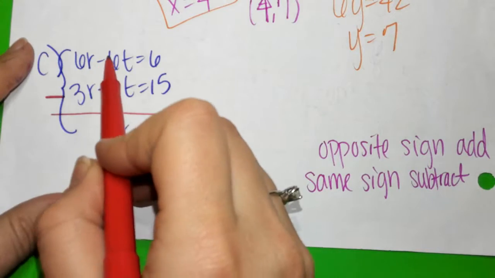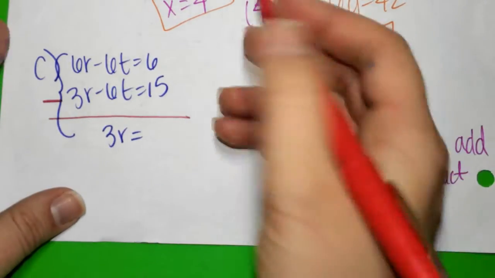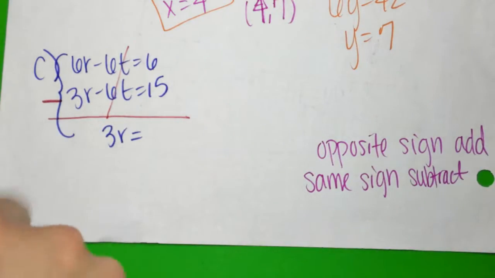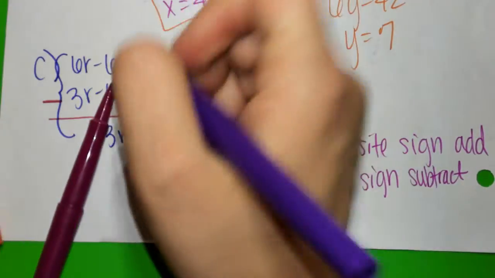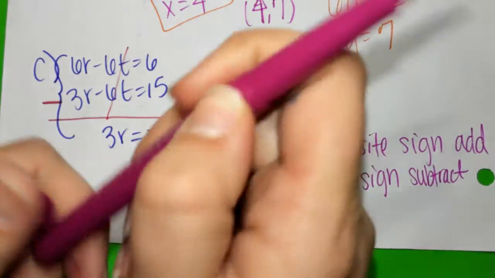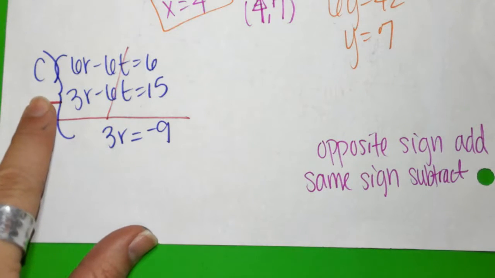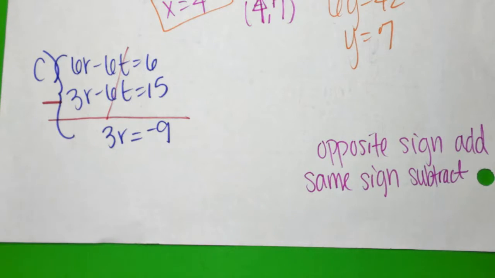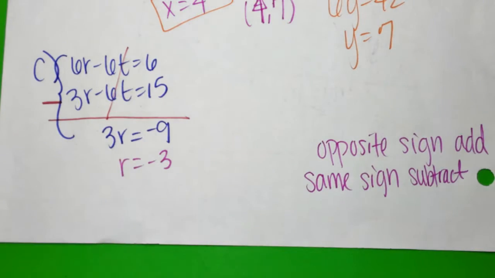Now, negative 6 minus a negative 6 does what? It's 0. It cancels. Awesome. Now, what's 6 minus 15? Negative 9. Negative 9. How do you know to subtract the 6 minus 15? Because we have a subtraction sign. Negative 3. All right, now what does R equal? Negative 3. Okay, we have R.